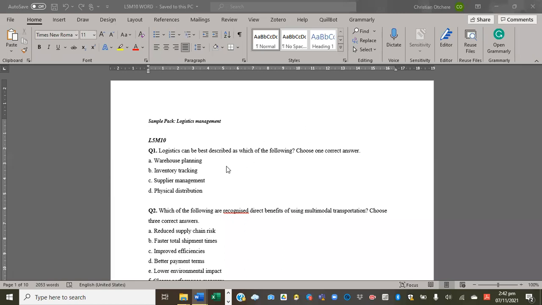I'll choose inventory planning. Inventory planning or tracking? Inventory tracking. Okay. All right. Sorry, warehouse planning. Sorry. Warehouse planning. Okay. I'll choose warehouse planning. Okay. All right. So warehouse planning.